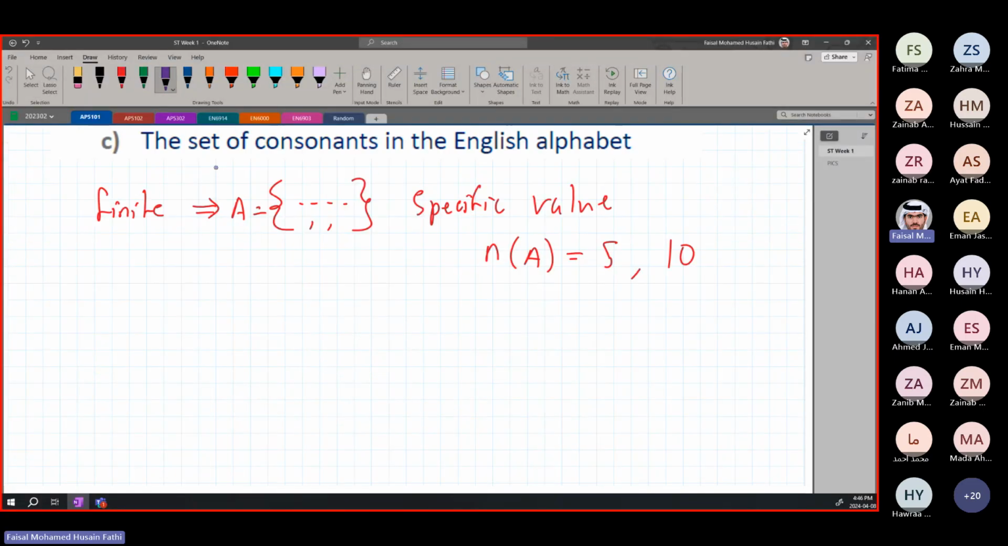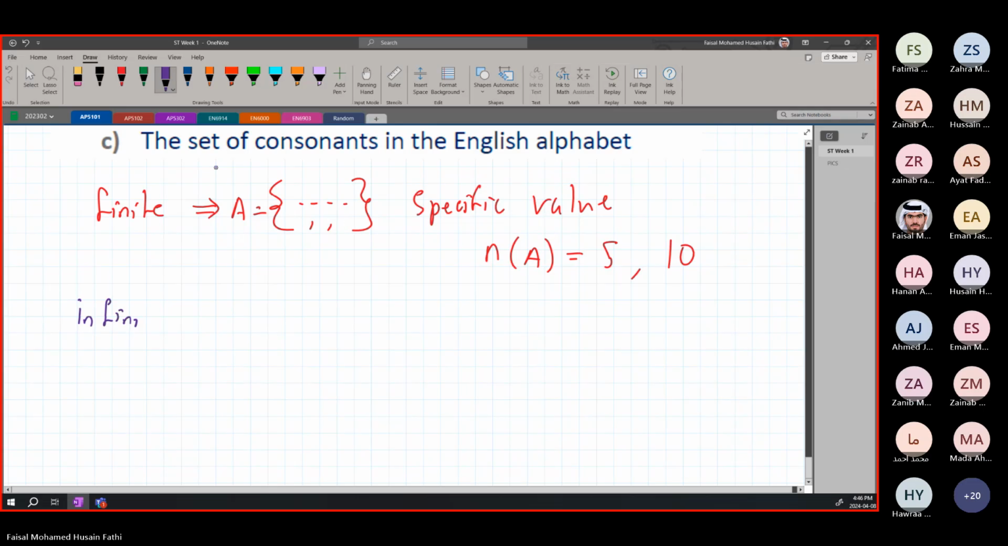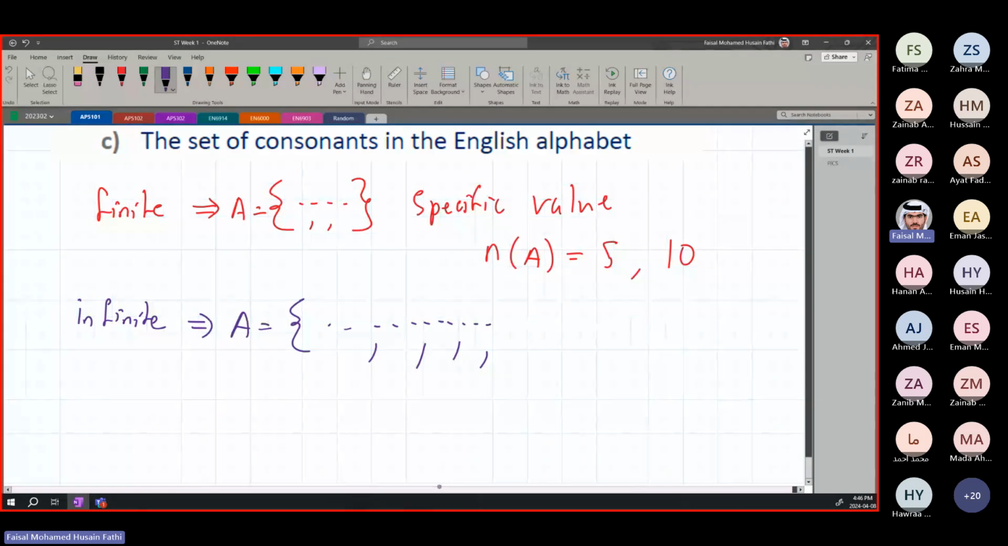In the case of an infinite set, this means that A is equal to a set that is never ending. It is open. It will never end. You will always have values in it. All right? It is non-stop. This means that n of A is equal to infinity. There is always going to be a number. There is always going to be an extra element. The elements will never finish.